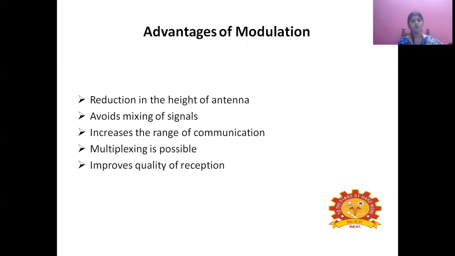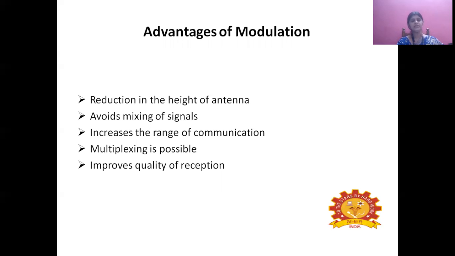Next, avoids mixing of signals. Before modulation, if the signals are transmitted, they will interfere with each other. The receiver cannot separate them. After modulation, all the signals are modulated using different carriers. Therefore, they will be differentiated on the frequency basis. Since they are differentiated on the frequency basis, no mixing occurs. So the modulation avoids the mixing of signals.